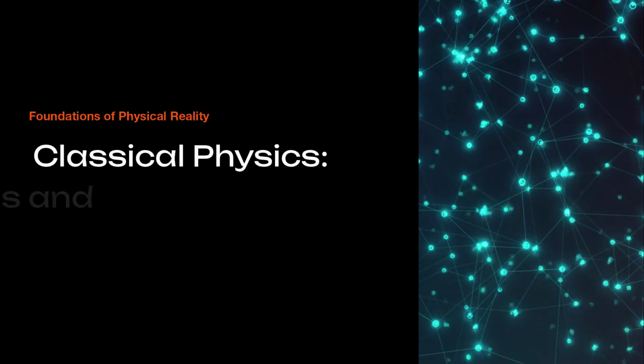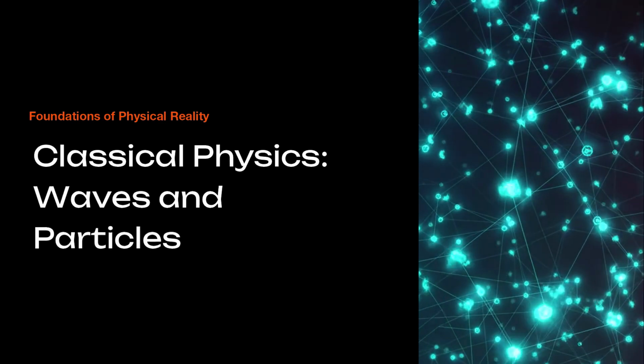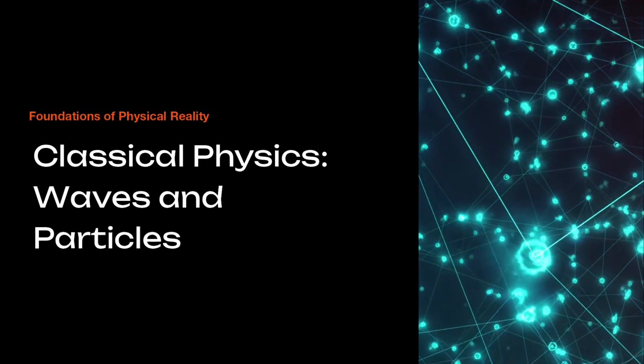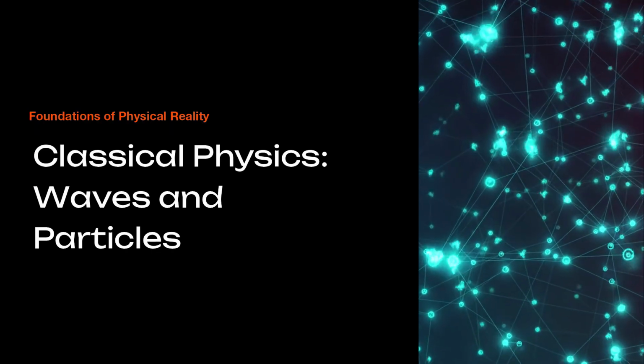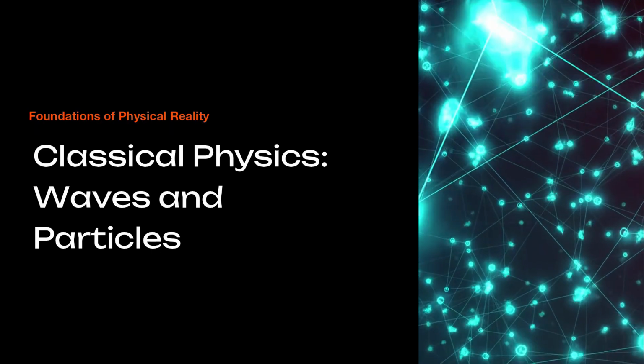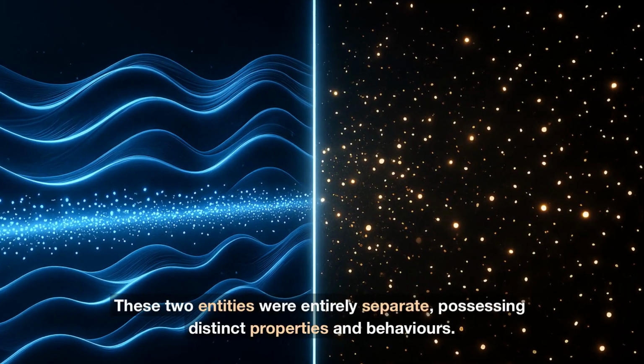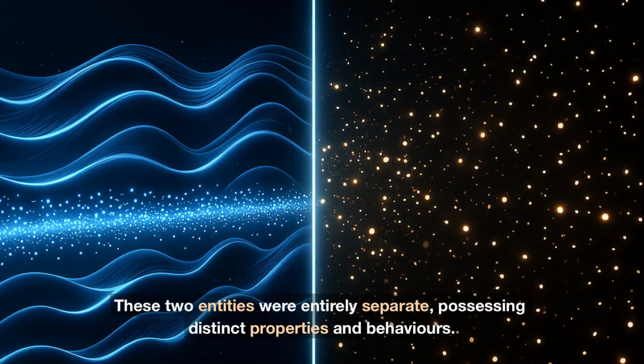In classical physics, the world as we perceive it daily, described by scientists like Newton and Maxwell, nature was strictly divided into two clear categories: waves and particles. These two entities were entirely separate, possessing distinct properties and behaviors.